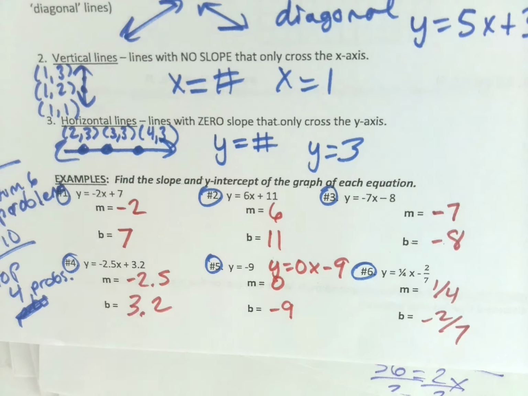What do we know too? Remember, Devin, if it's just y equals a number, what kind of line is that? Horizontal. And what do we know the slope of a horizontal line always is? 0. So if you recognize that, you know you got a slope of 0 anyway.